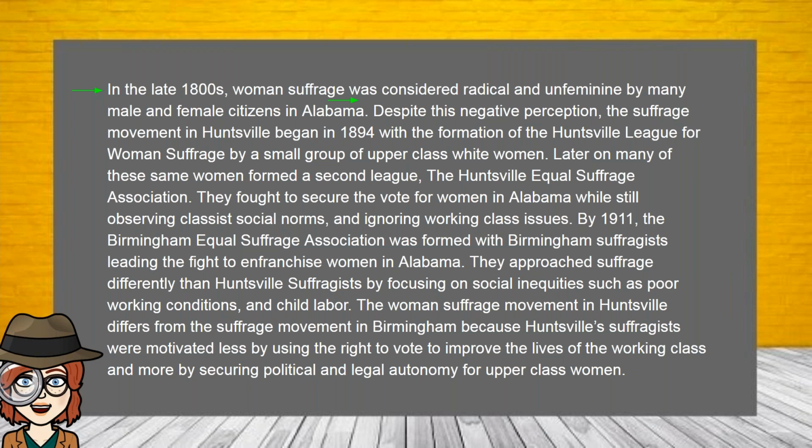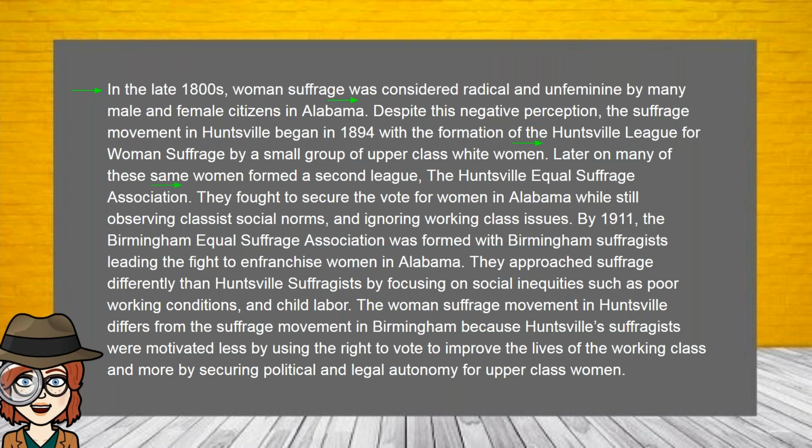So it says, despite this negative perception, the suffrage movement in Huntsville began in 1894 with the formation of the Huntsville League for Women's Suffrage by a small group of upper-class white women. Okay, so that's sentence 2. We're just giving background information. Sentence 3, I'm giving more background information. So it says, later on, many of these same women formed a second league, the Huntsville Equal Suffrage Association.